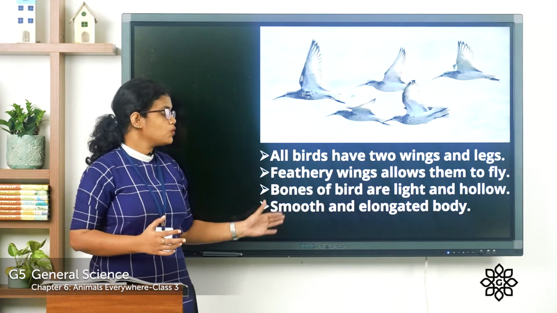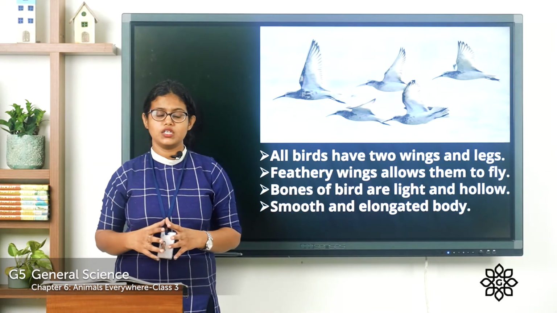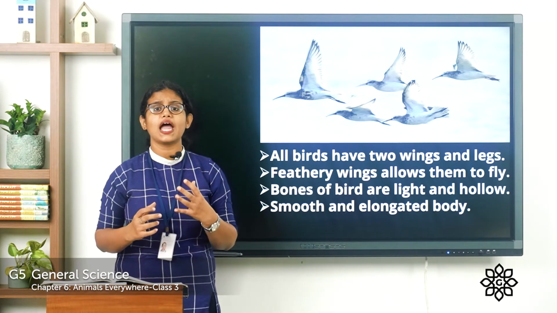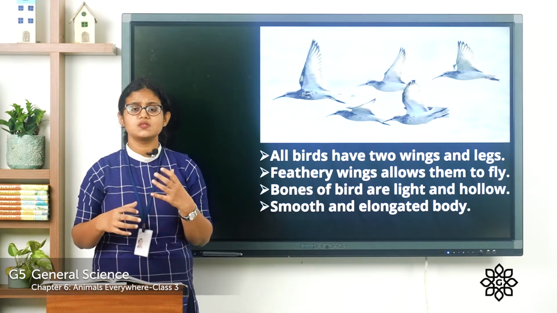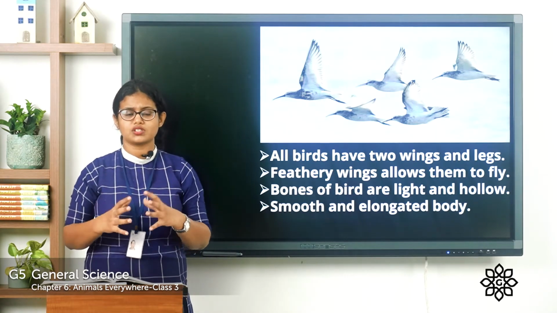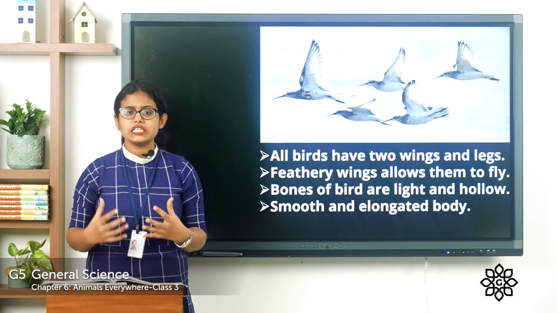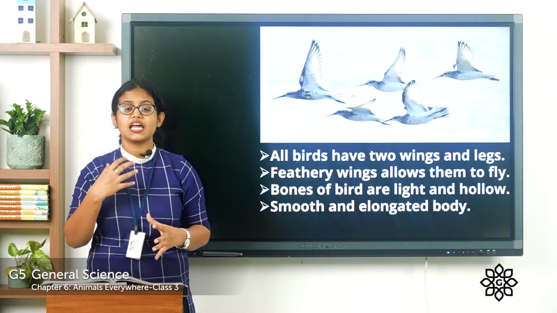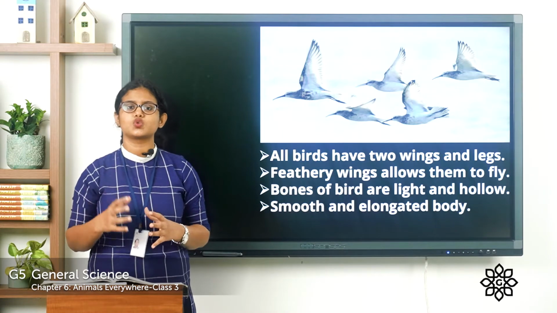Then, smooth and elongated body. The birds have a smooth and elongated body. This smooth and elongated body structure helps them to easily fly in the sky. It helps them to easily cut through the air.